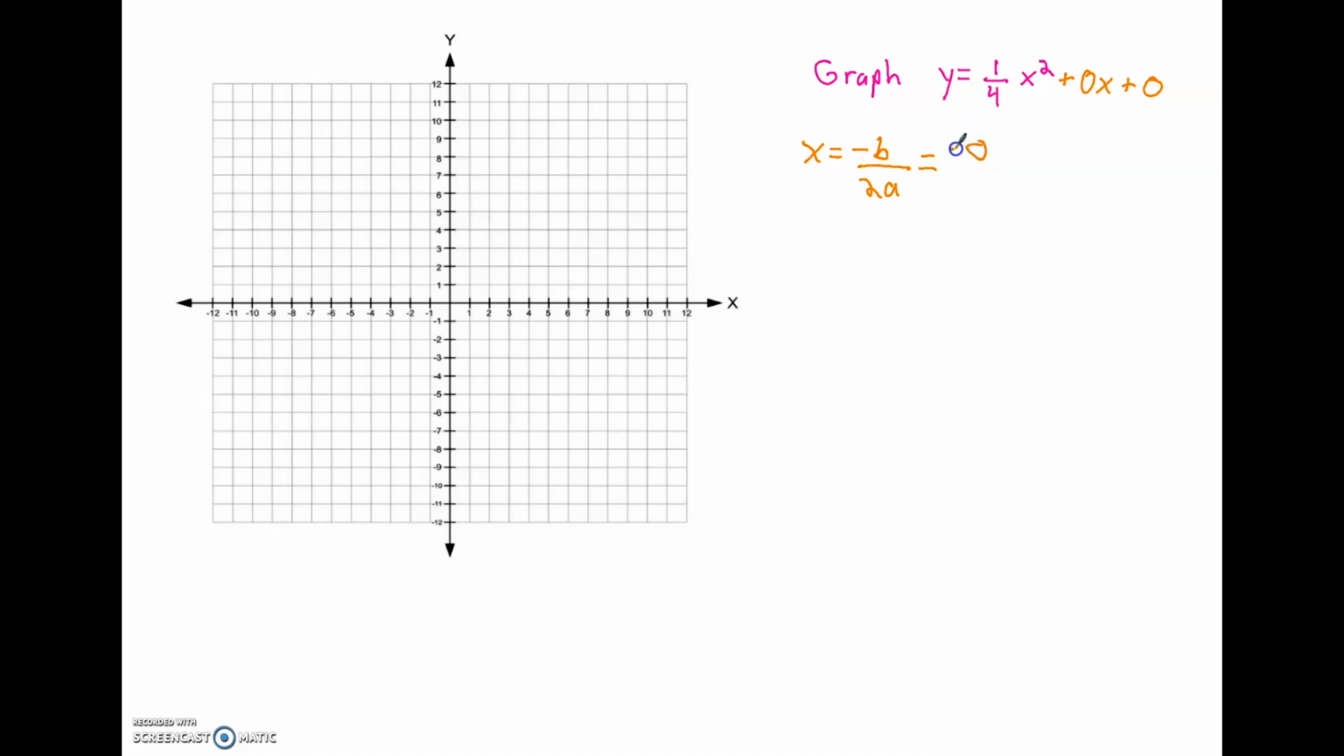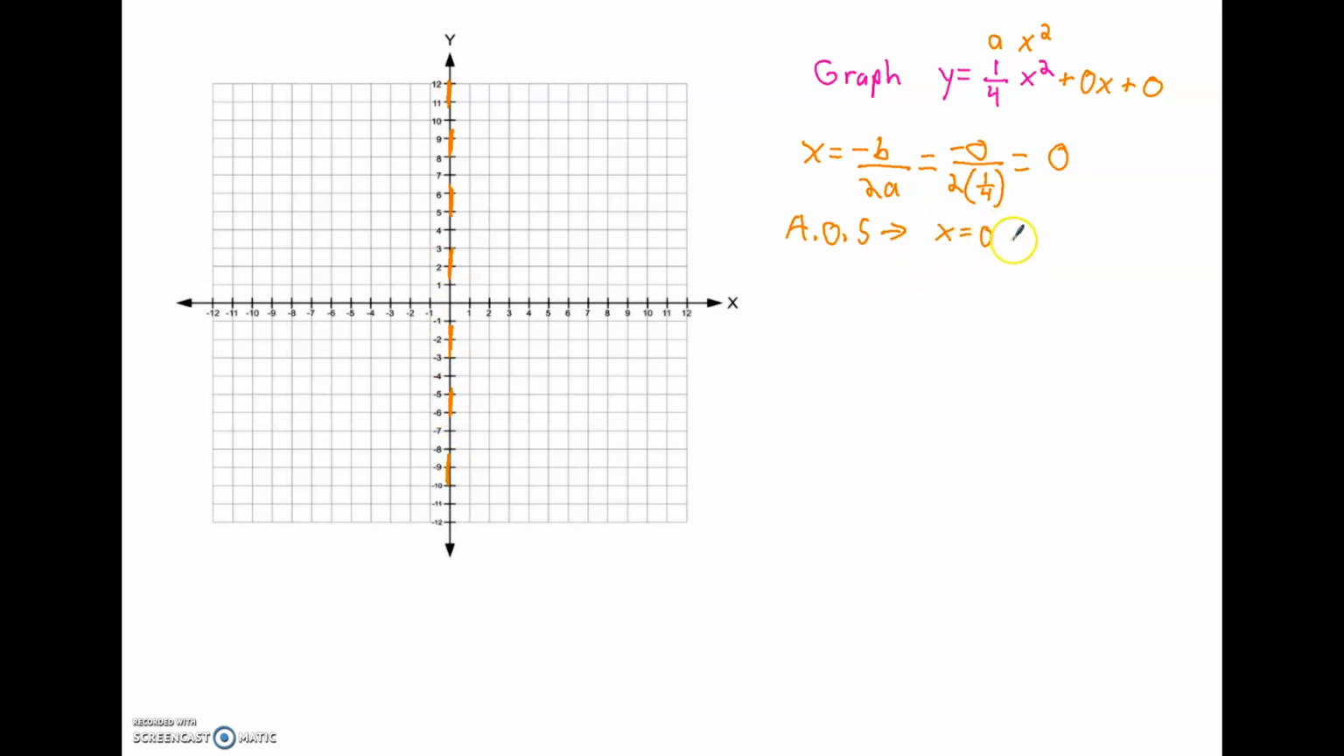So b is 0, the opposite of 0 is 0, all over 2 times 1/4. What is that going to be? Well, it doesn't matter because 0 divided by any number is 0. So that again is our axis of symmetry. I think we're starting to see a pattern here that when it's of the form ax squared, your axis of symmetry is always at x equals 0. Mark that one down and generalize it. Very cool. And we'll see what happens and what makes these vertices shift left, right, up, and down in later videos.